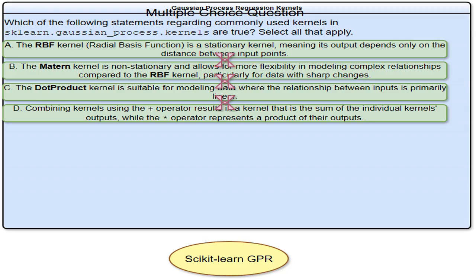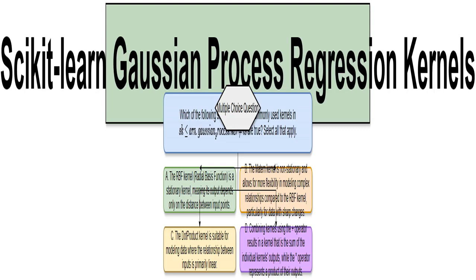This sets the stage for our problem. I will be testing your knowledge of GPR kernels. This question focuses on understanding different kernels used in scikit-learn's Gaussian process regression, GPR, a powerful machine learning technique for regression tasks. We'll explore the properties of several common kernels, like RBF, Matern, and dot product, and how you can combine them. Get ready to boost your understanding of GPR.